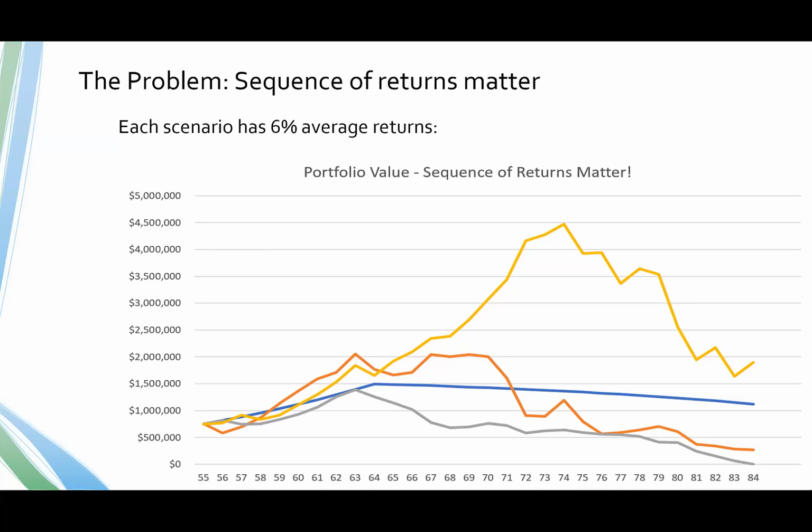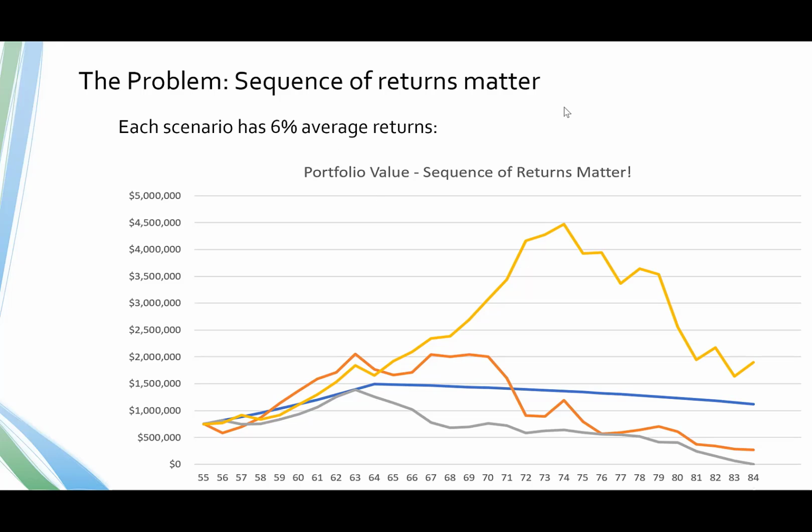And so that chart that we were just looking at, I added a few lines here that showed different sequences of returns that still all average out to that same 6%. But you can see that your retirement can look very different depending on how those returns, in any single year, fall.